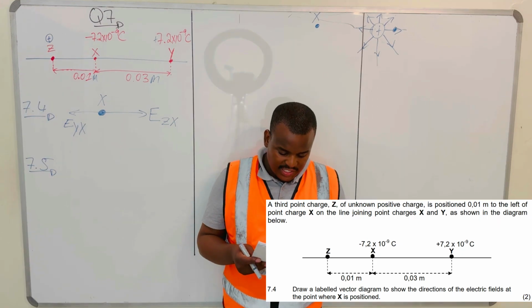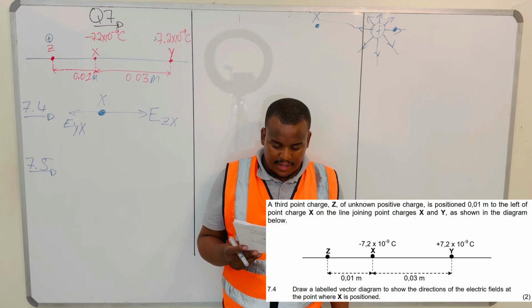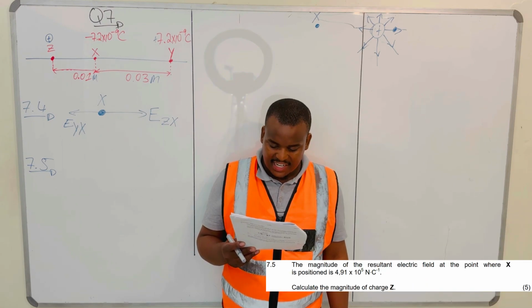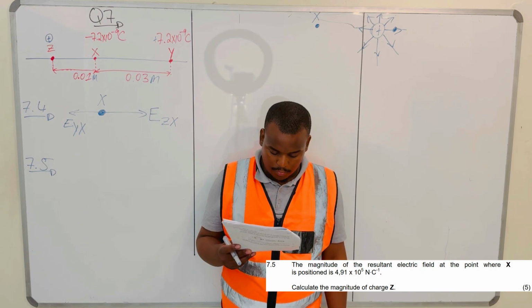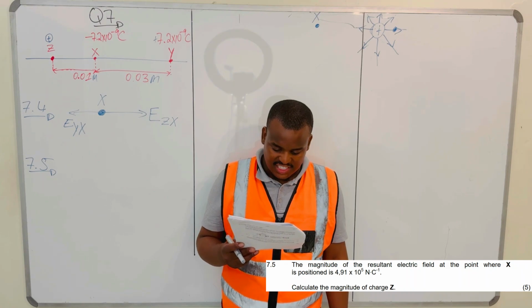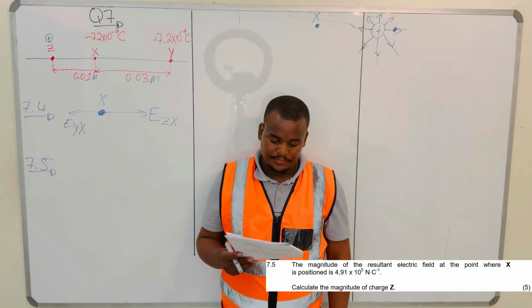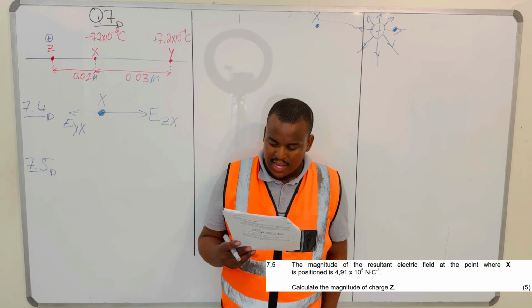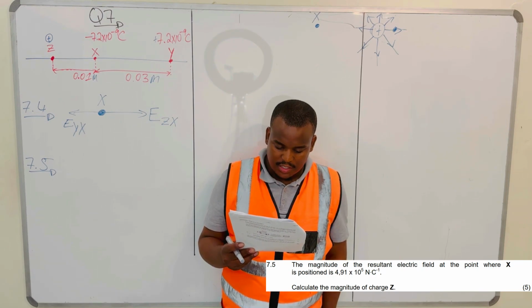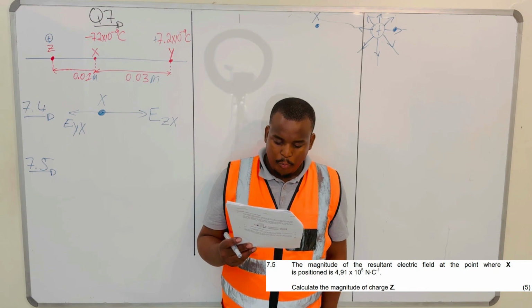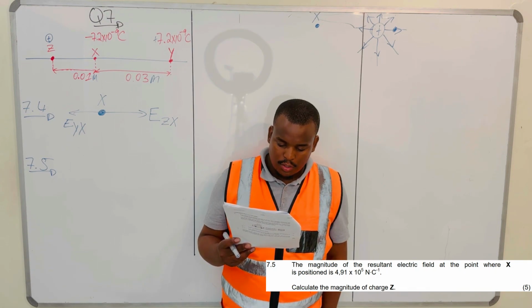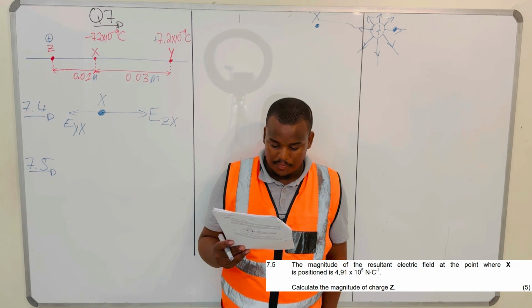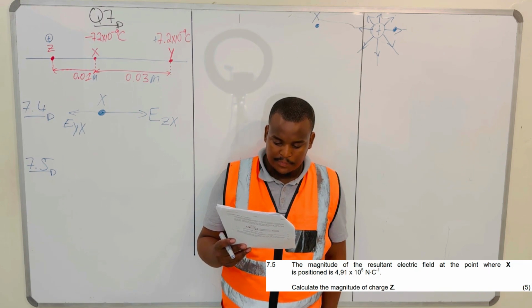Now we're doing 7.5. They are saying the magnitude of the resultant electric field at the point where X is positioned is 4.91 times 10 to the 5 newtons per coulomb. Calculate the magnitude of charge Z. Let me read this again. The magnitude of the resultant electric field at the point where X is positioned is 4.91 times 10 to the power 5 newtons per coulomb. Calculate the magnitude of Z.